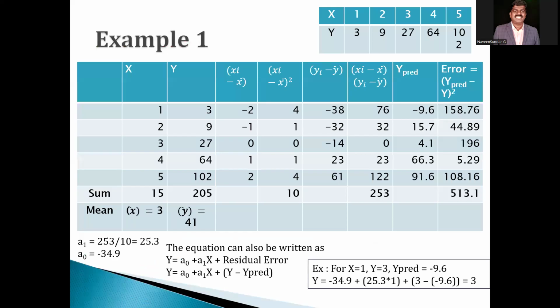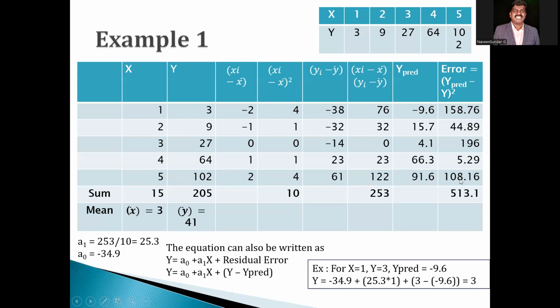After substituting the values of a0 and a1 in the line equation, I will get the predicted value y predict, that is -9.6, 15.7, and likewise I get the predicted value for each and every x and y value. Now I'm finding the error. I calculate the error as (y predict minus y) the whole square. When I find that, I can see the error. The error rate should be minimal.